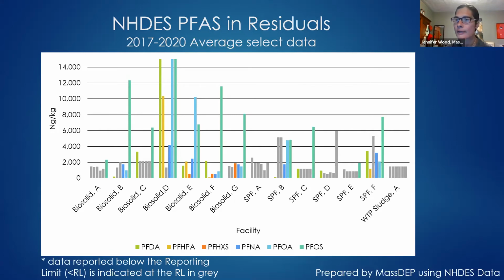This is an average, again, calculated by MassDEP. In order to give you a bit of insight, you see biosolids, described by Leldon previously as being those from a wastewater treatment plant, typically a publicly owned treatment facility, POTW. SPF, as described previously, a paper product, and water treatment plant sludge. So we have a bit of information to just start looking at.